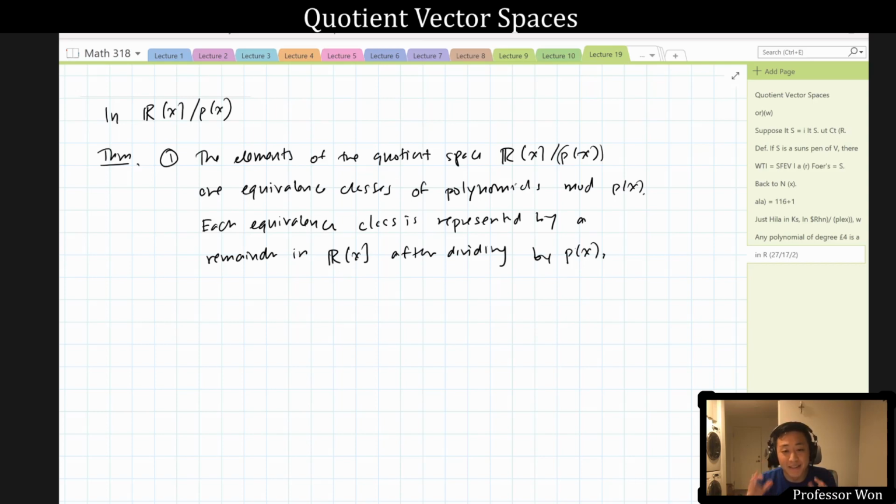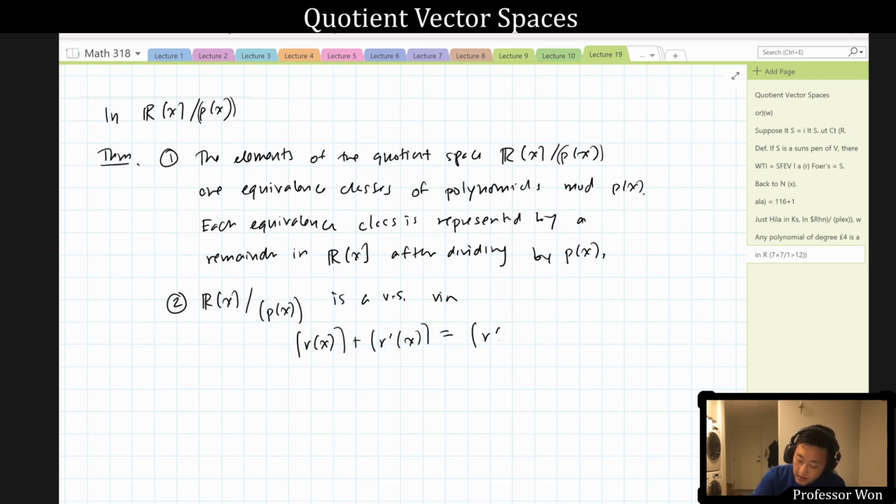Again, the thing to keep in mind is imagine the integers. The integers mod 5 is a collection of equivalence classes of integers, and each equivalence class is represented by a unique remainder after you divide by 5. Same thing here for R[x] mod p of x. I forgot some parentheses there. 2, this thing is a vector space via, how do you add two equivalence classes?